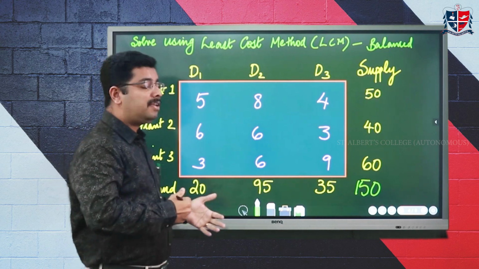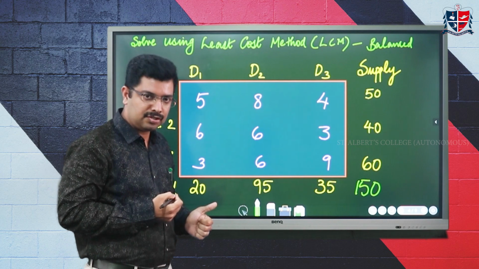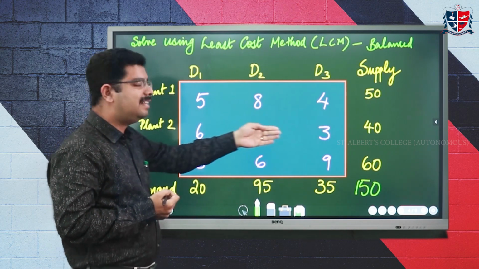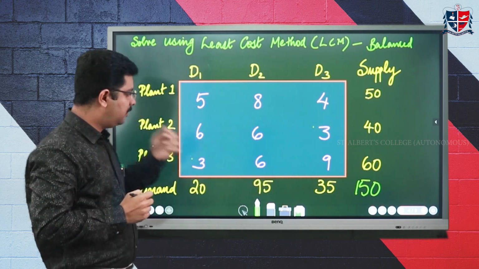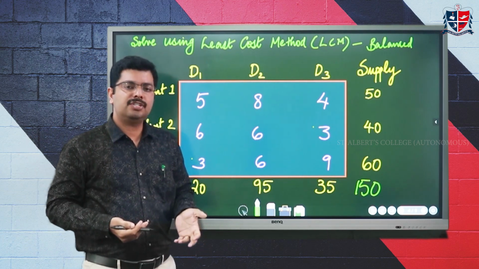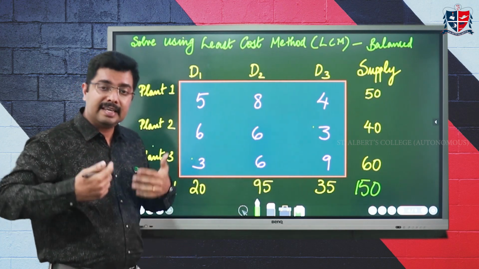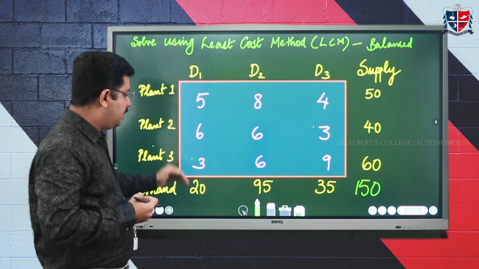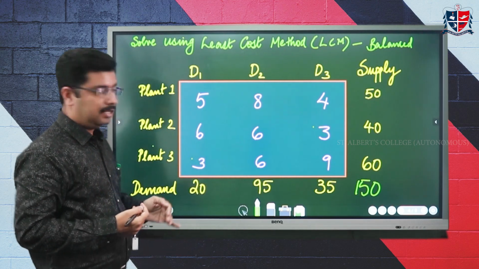Now, how do we proceed with solving a balanced problem using the least cost method? In the entire table, find the lowest values. See, there are two threes as the lowest value. You can allocate anywhere. Many students ask me, sir, when there are two threes, which one should we select? Is there a rationale for this? Is there some logic for this? I would say a small logic. Go for that particular value where you can allocate more demand or supply.